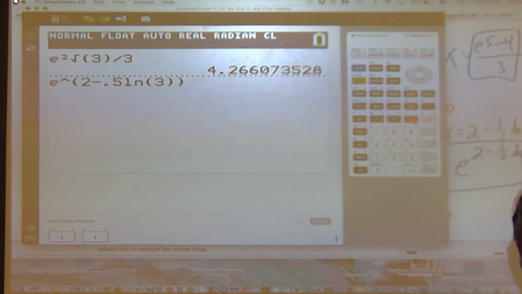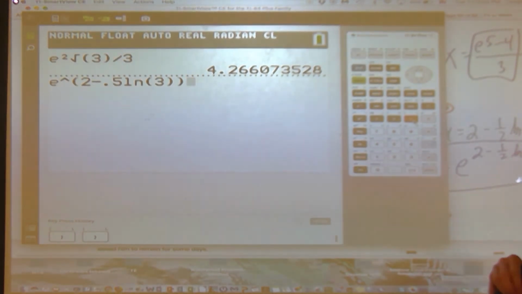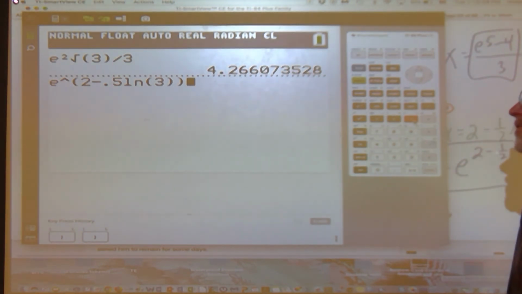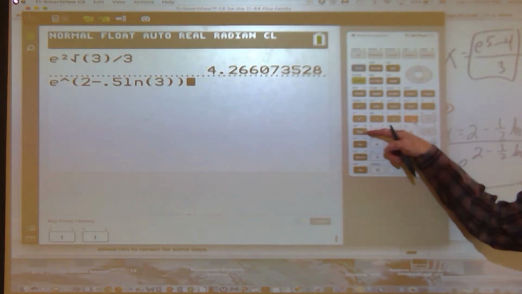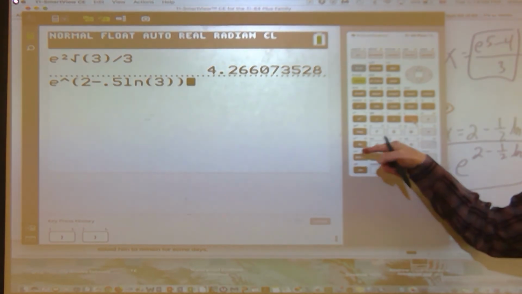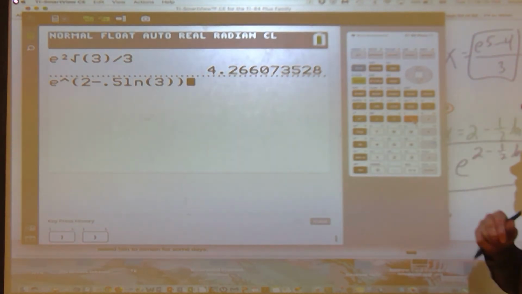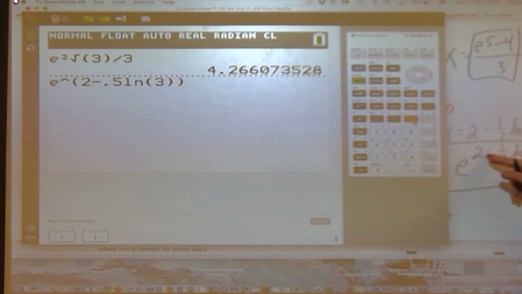Well, it's a moment of truth. This thing, which looks completely different, if this comes out to be 4.266073528, then maybe math is not broken. Where's the ln? ln is right under the log button. See, under log, it's ln. That's for log base e. So 2 minus 0.5 natural log 3.